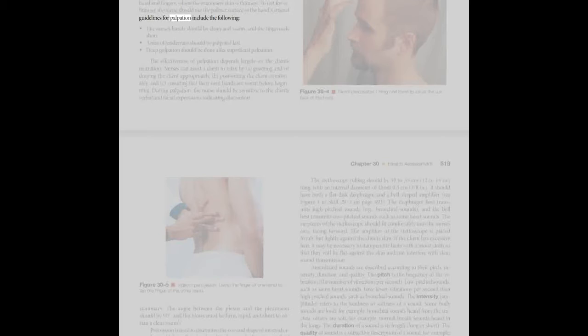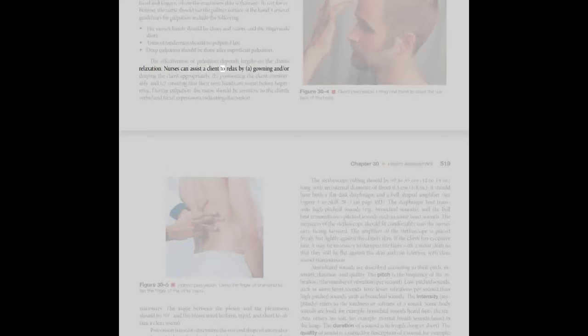General guidelines for palpation include the following. The nurse's hands should be clean and warm, and the fingernails short. Areas of tenderness should be palpated last. Deep palpation should be done after superficial palpation. The effectiveness of palpation depends largely on the client's relaxation.